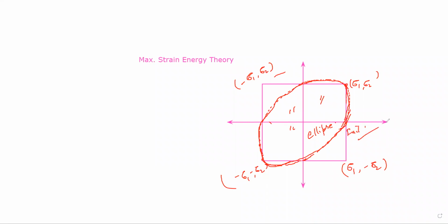So this is the graphical representation of all these 5 theories of failure. Now we are left with the numerical portion, which hopefully we'll be taking up in the next class.